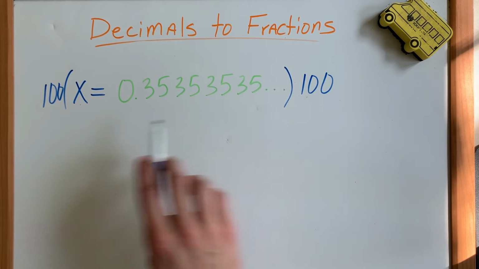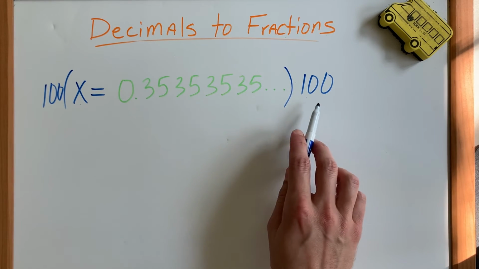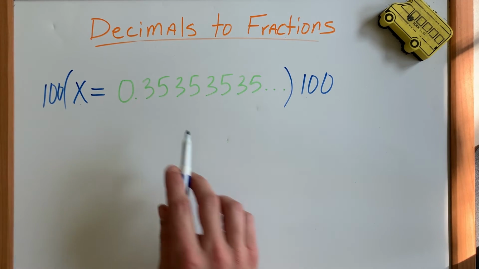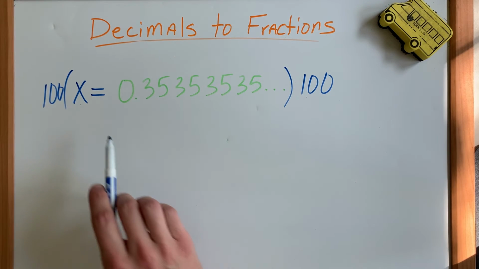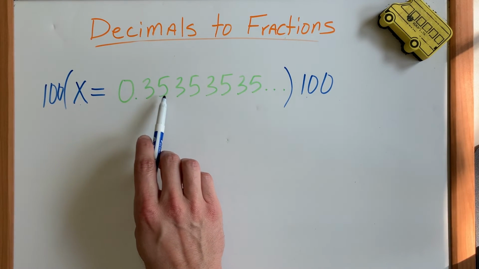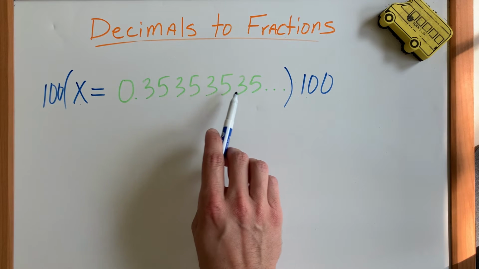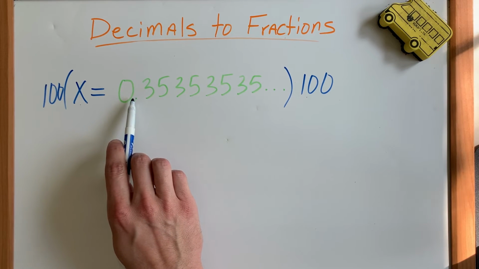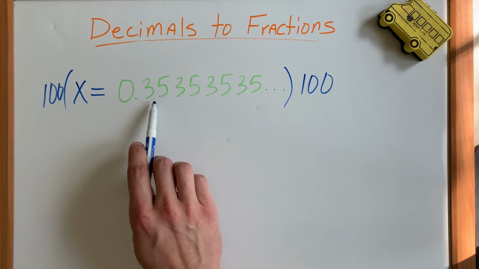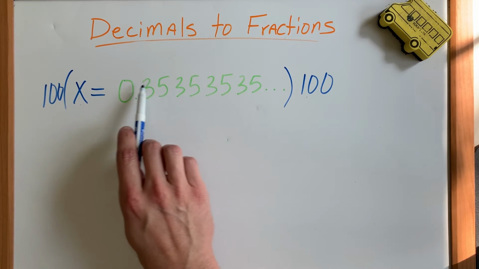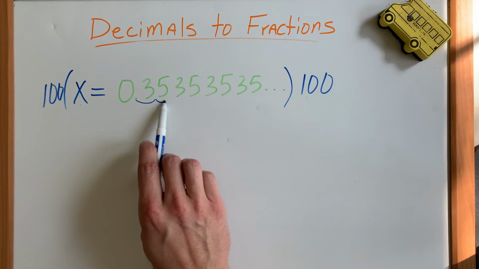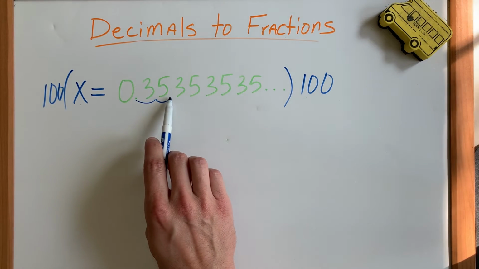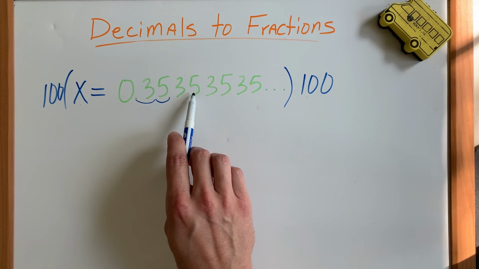You might ask, why 100? A couple things. First of all, whatever we do to one side of an equation, we have to do to the other. And the second thing is, this decimal has two digits that repeat. So if I want to move the decimal place the number of digits that repeat, I have to move it 2 spaces. After 2 spaces, it starts over.